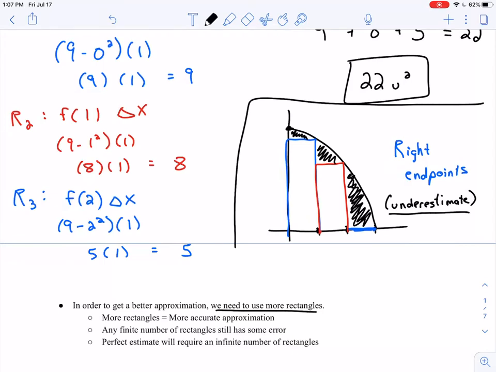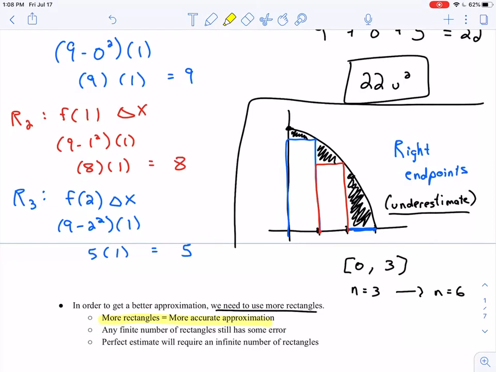Take that approximation, add more rectangles to it, use the same interval, so we're still working on the interval 0 to 3. But if we go, say, from n equals 3 rectangles to n equals 6 rectangles, we're going to have a better approximation. So this means that more rectangles gives us a more accurate approximation.